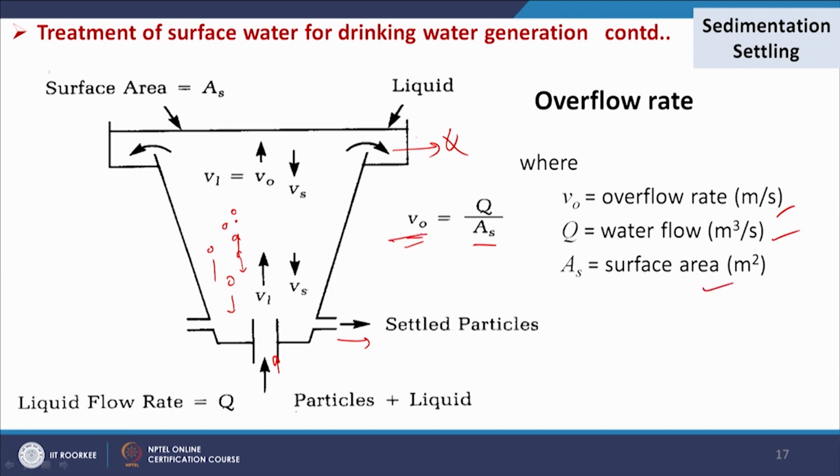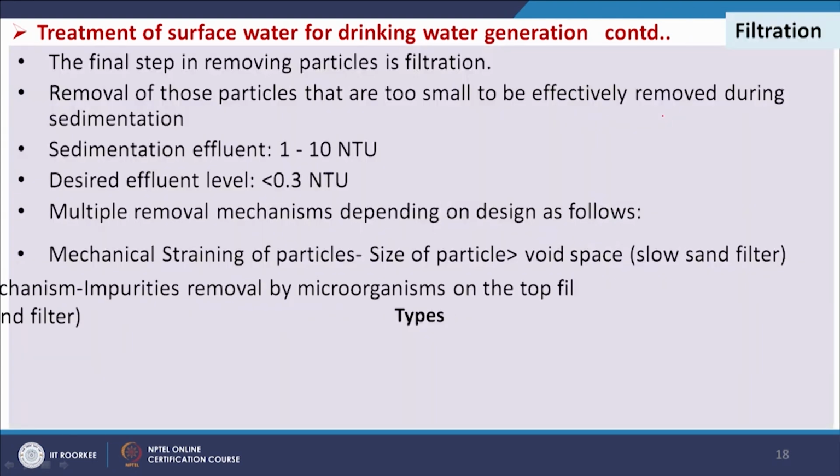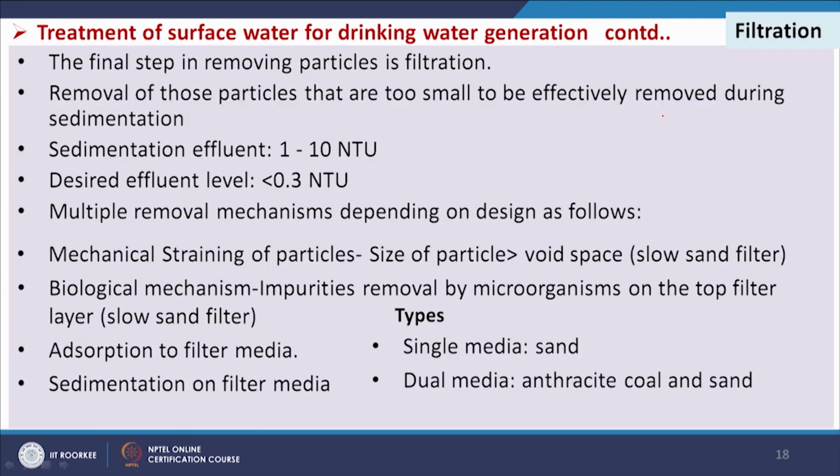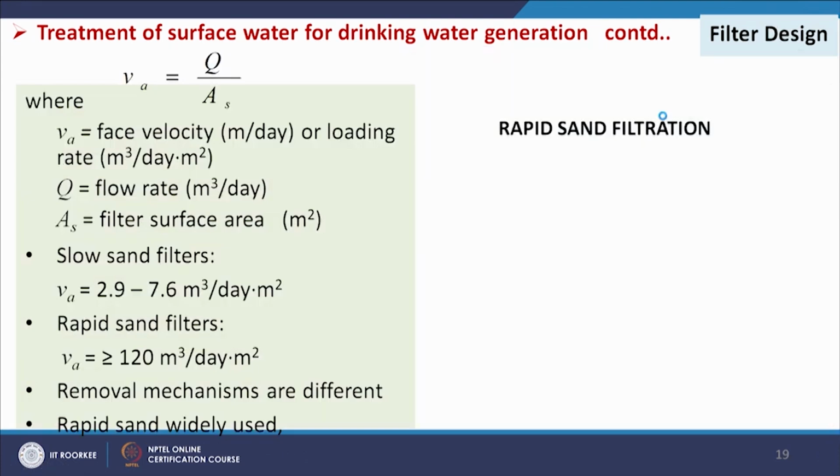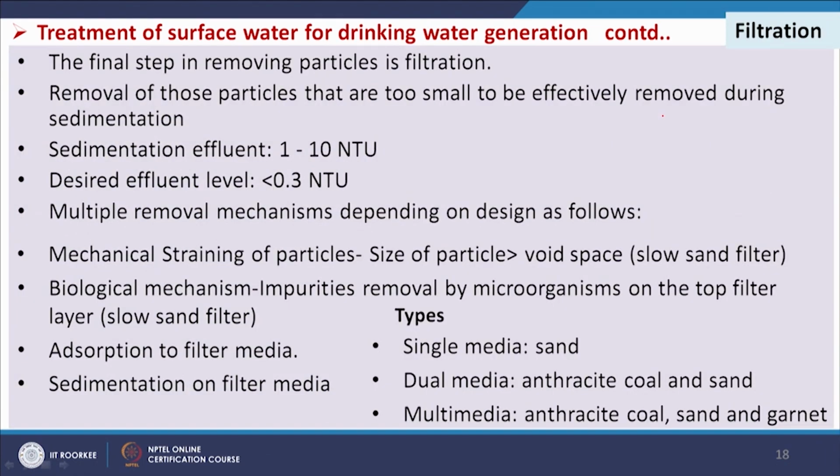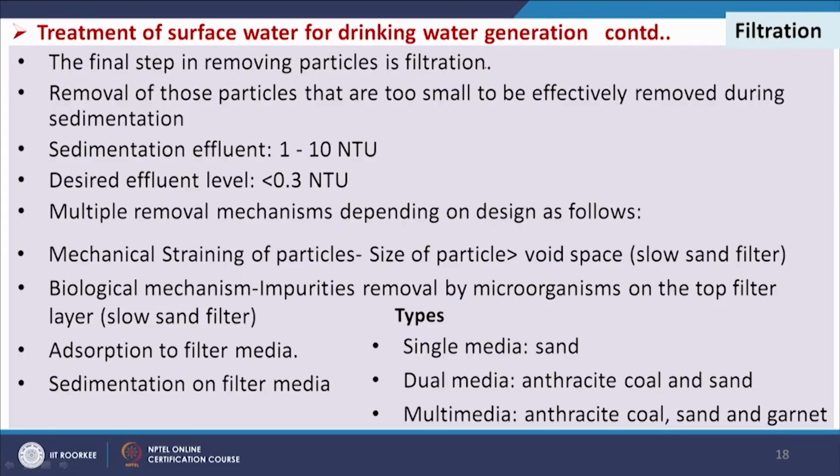So, this V o is a very important parameter, a design parameter of the settling chamber or sedimentation unit. Then we need a filter after sedimentation, as we have discussed. In this case, if any tiny particles remain, they can be arrested in the pores and then we will get clear water. The final step in removing particles is filtration, the removal of those particles that are too small to be effectively removed during sedimentation.